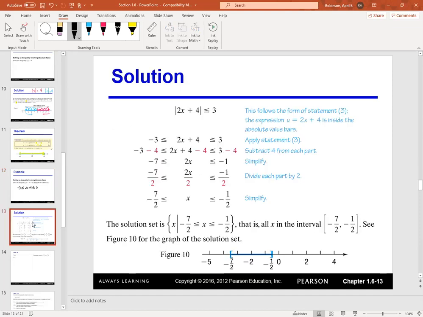How did they show it? They showed it the same way I would do it. They subtracted the 4 and then they divided off the 2. Yep. And then they wrote it in set builder notation or in interval notation, and then here's the graph. So that's how I would do it too.